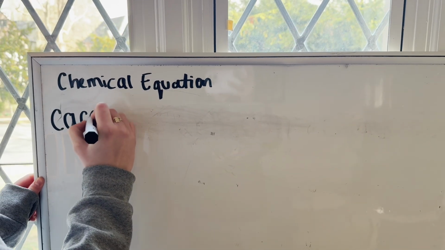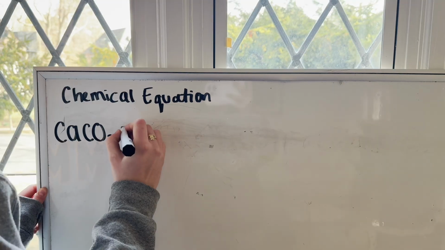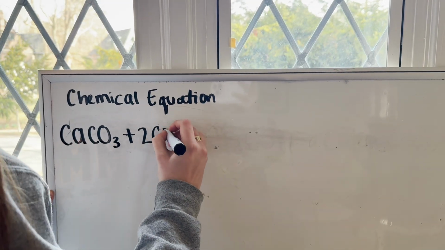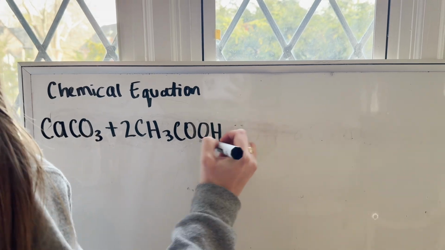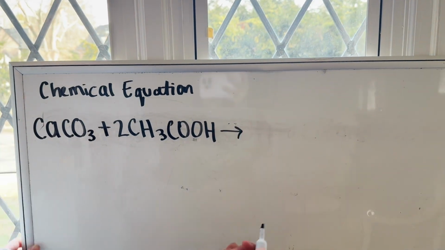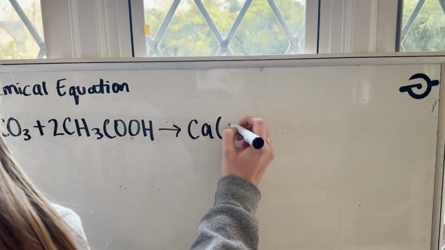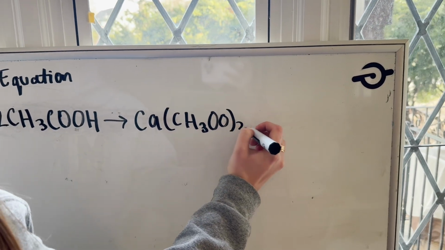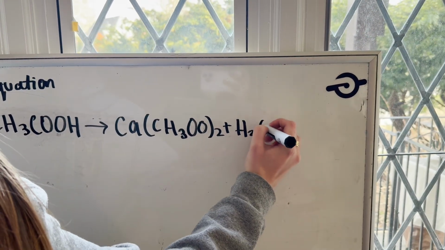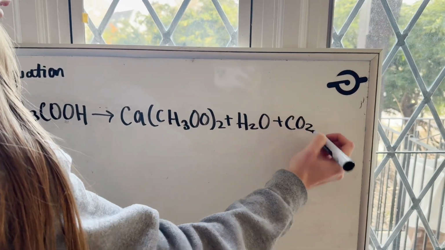So this is going to be the chemical equation of the process of dyeing eggs. It starts with the two reactants, calcium carbonate, representing the eggshell, and acetic acid, which represents the vinegar. These two reactants are going to produce three products. The first one's going to be calcium acetate, the second H2O or water, and the third is carbon dioxide.